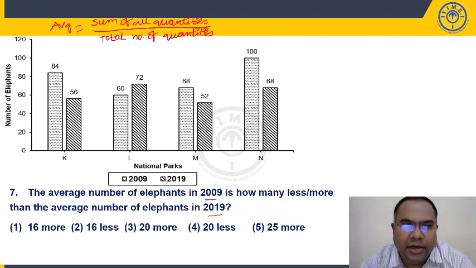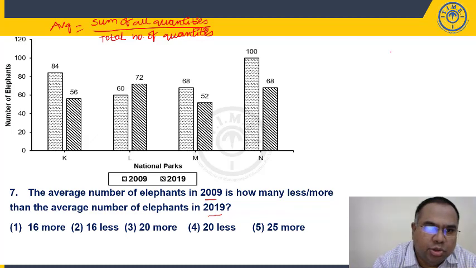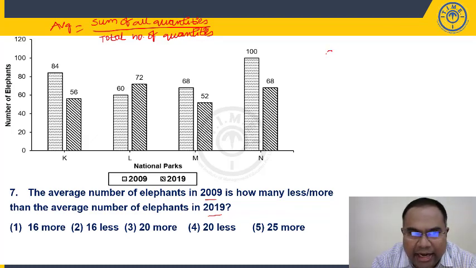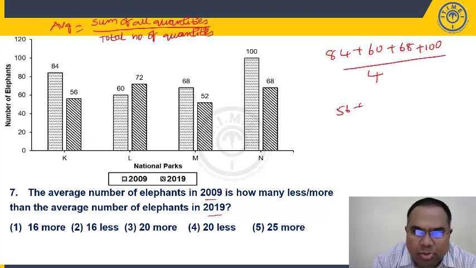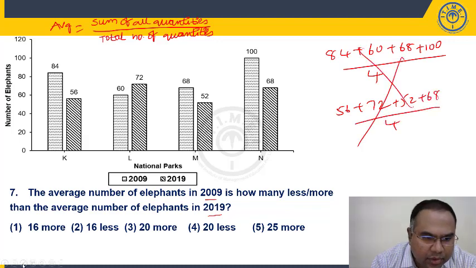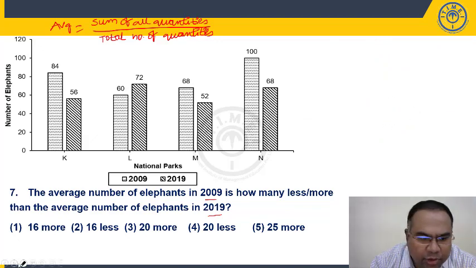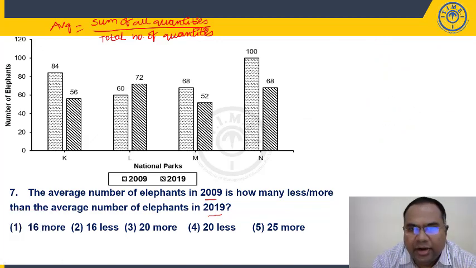Right. Now don't waste your time finding out the average in 2009, the average in 2019 and subtracting those two. If you are doing it like this, then 84 plus 60 plus 68 plus 100 divided by 4 parts, and 56 plus 72 plus 52 plus 68 divided by 4. I am saying let us not look at it this way. That you can always do, right? So the average in 2009, the average in 2019, more or less difference you can definitely find out. There is nothing wrong in that.